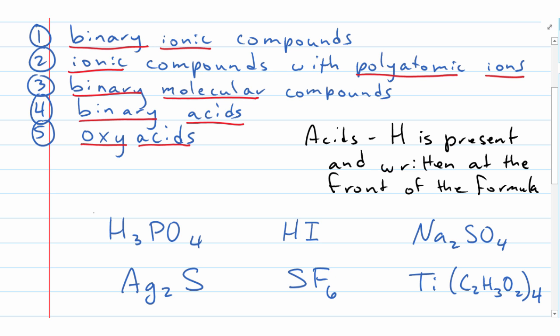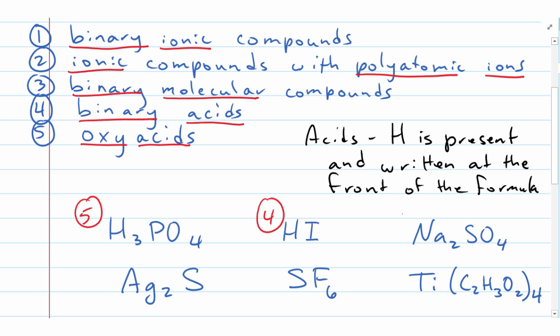H3PO4 is which one of these? I hear 4 and I hear 5. It's 5. It is an oxyacid because it also contains the element oxygen. Okay. HI is number 4. It's a binary acid.